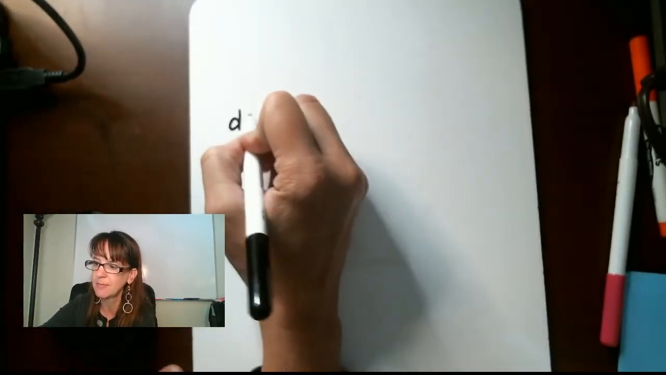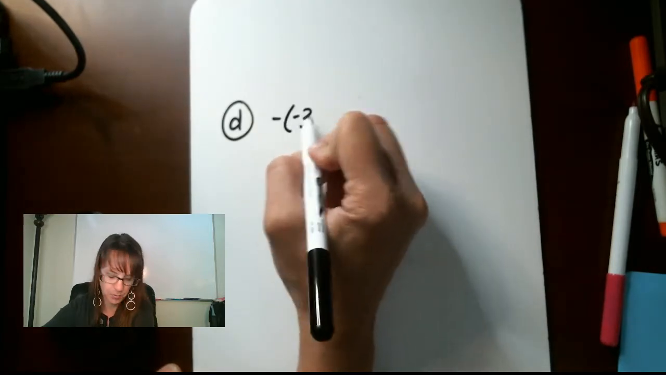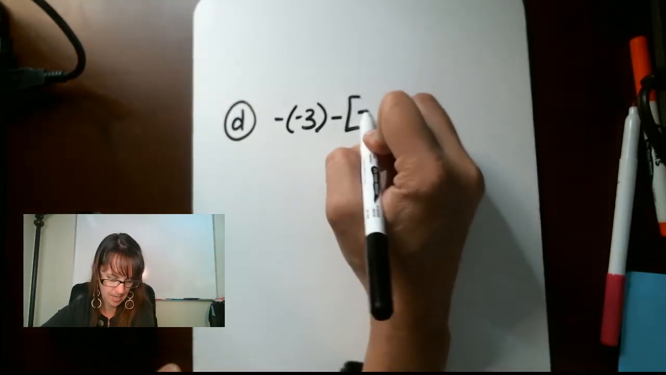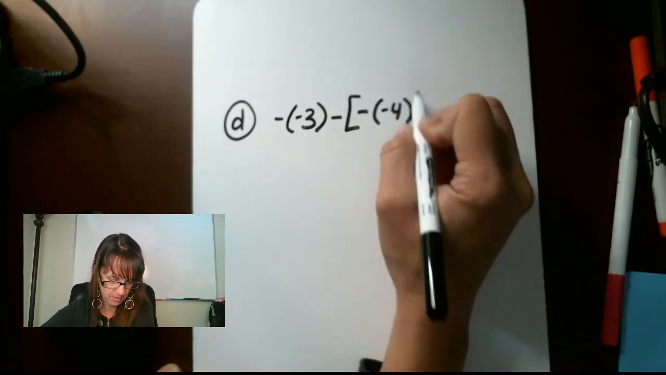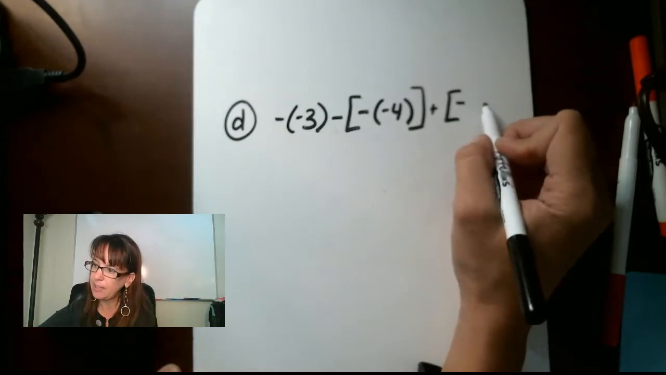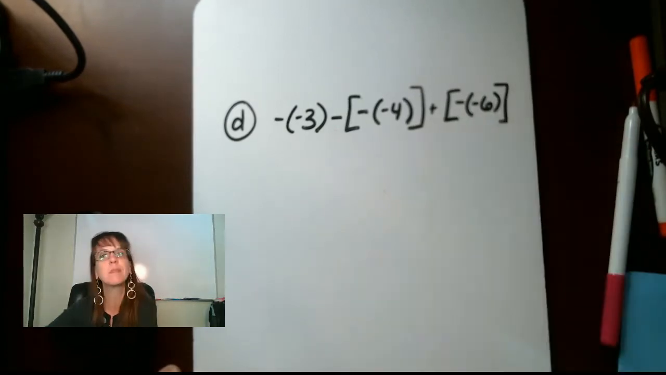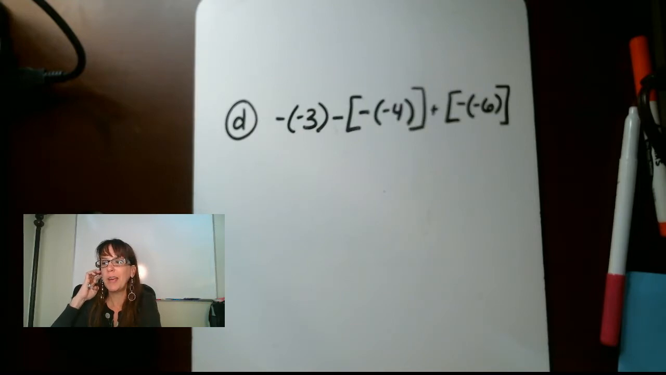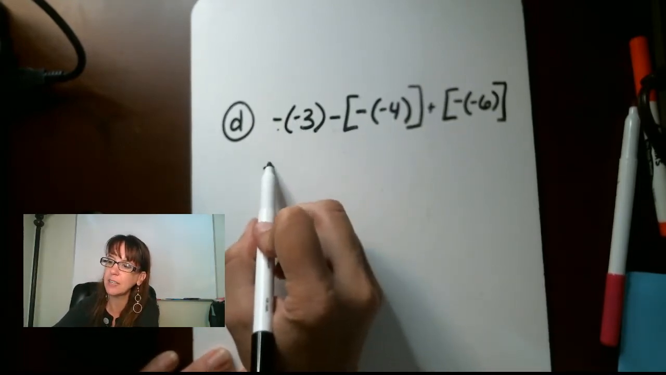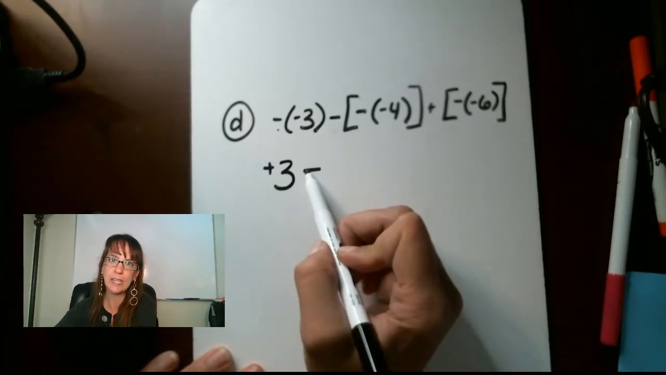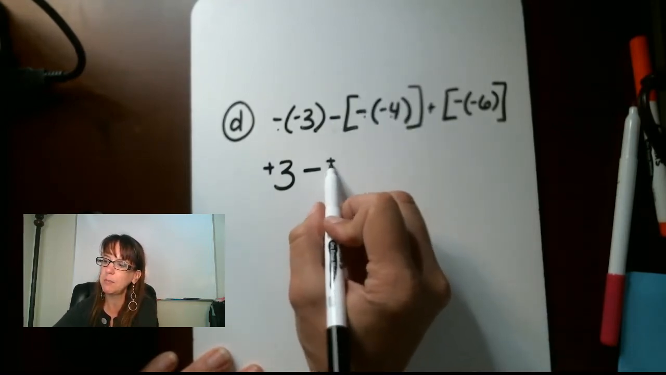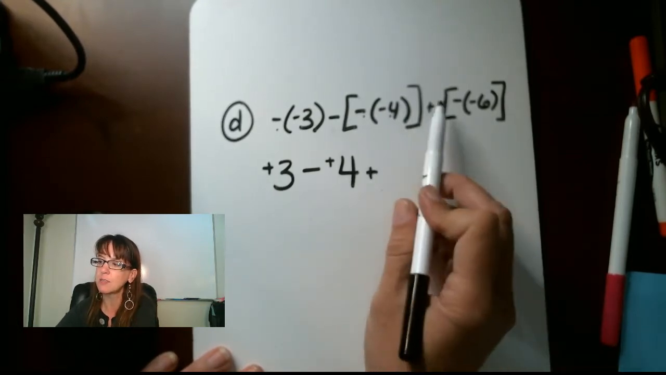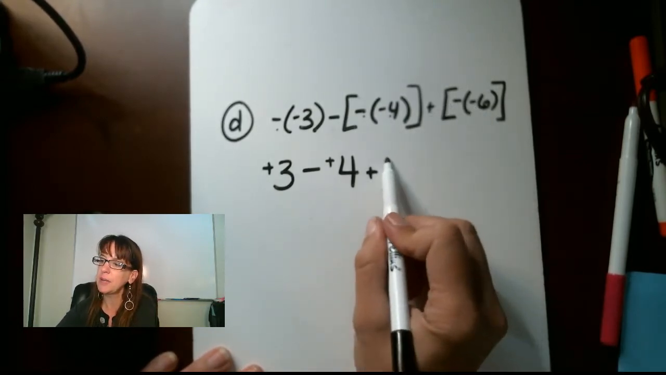All right, that was C. So we're going to do D now. Negative 3 minus negative 4 plus negative 6. Okay, so what we have here is opposite of negative 3 is going to give us positive 3 minus, because we just bring down our sign. Opposite of negative 4 is going to be positive 4 plus, just bring down that sign. Opposite of negative 6 is going to be positive 6.